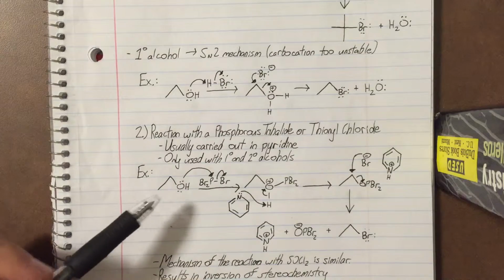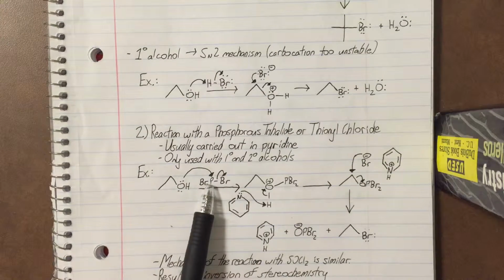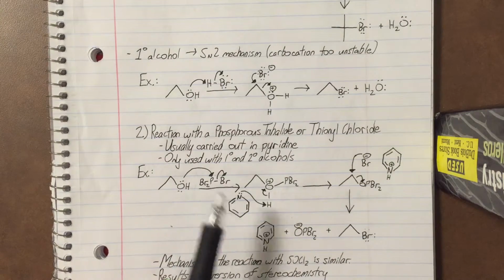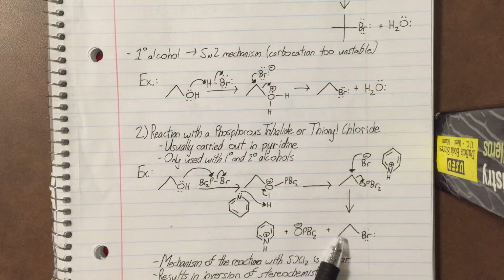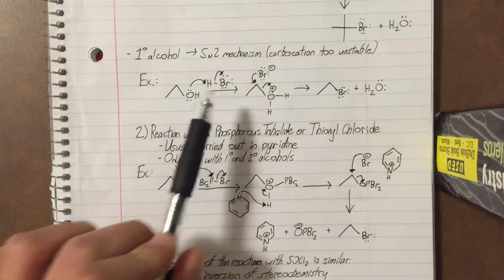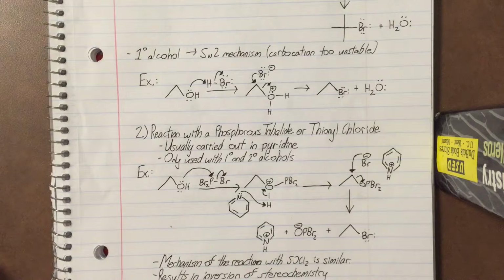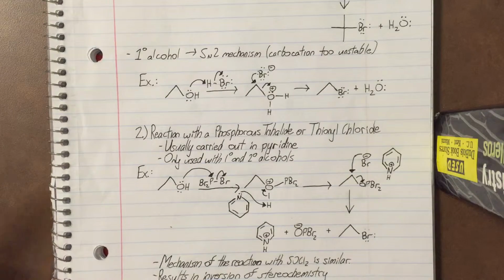So for instance, if ethanol is reacted with phosphorus tribromide, then the same product forms as if ethanol were reacted with hydrobromic acid. It simply occurs through a different mechanism and does not need to be heated. The mechanism of this reaction, if it were reacted with thionyl chloride, would be very similar. Obviously, the product would be an alkyl chloride instead of an alkyl bromide.